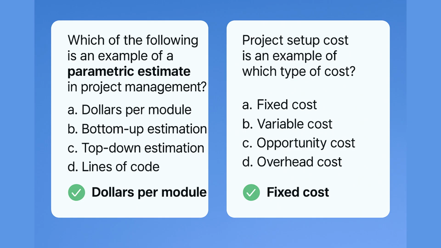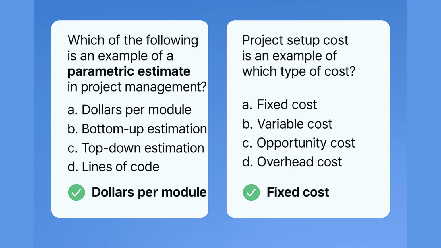A fixed cost is one that doesn't change with project activity levels. Whether you deliver 10 modules or 100, the setup costs such as equipment installation, software license fee, or initial contractor onboarding remain the same. That's why project setup cost is fixed. It's paid once, irrespective of how much work you produce.